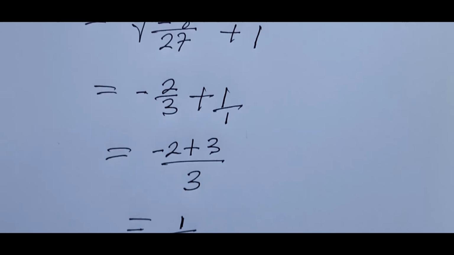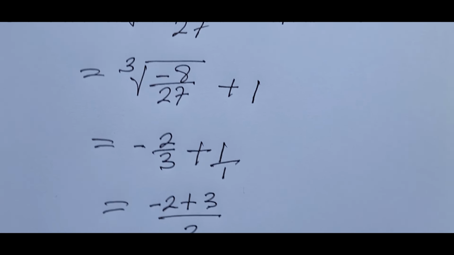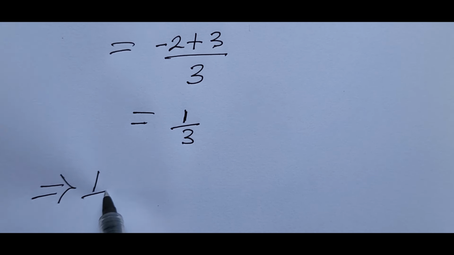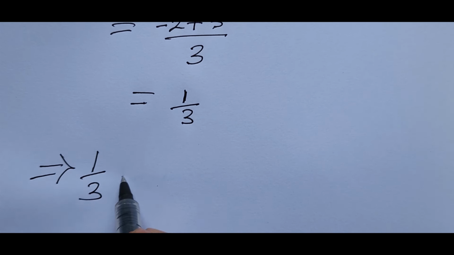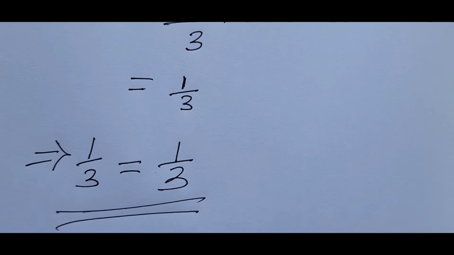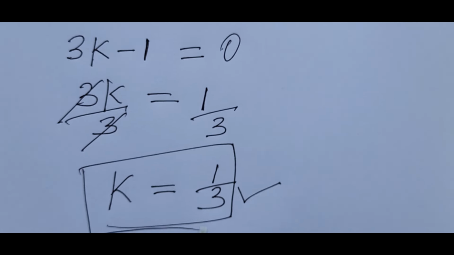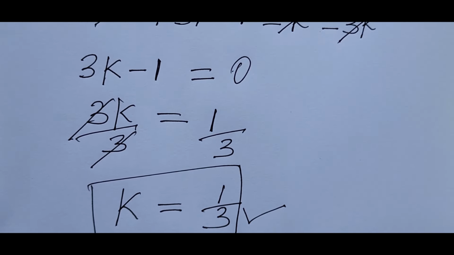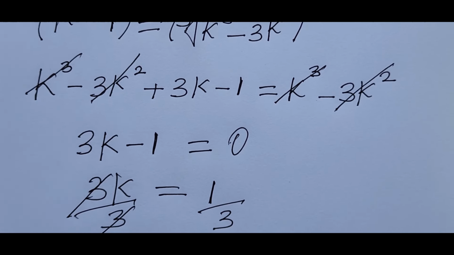On the other side, here we have 1 over 3. So it means that 1 over 3 is equal to 1 over 3, which shows that the answer solved for here satisfies the original equation. k equals 1 over 3 satisfies the original equation.